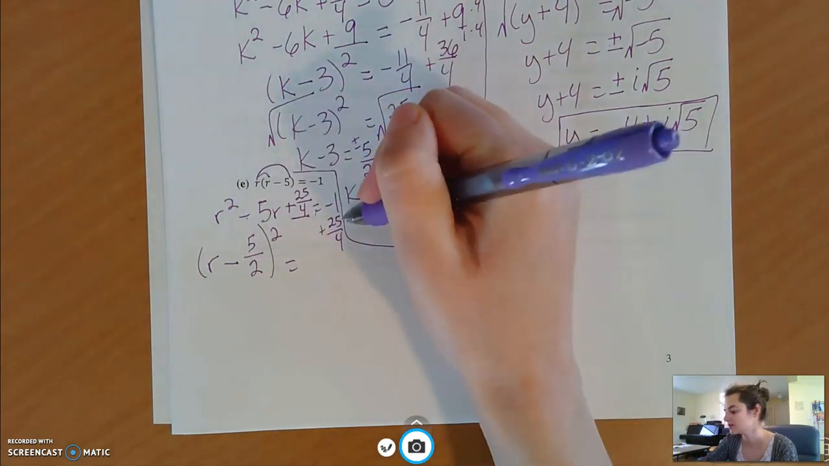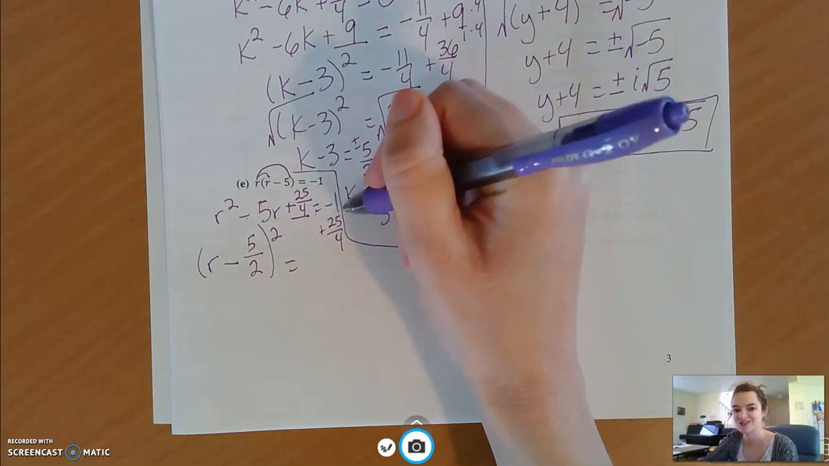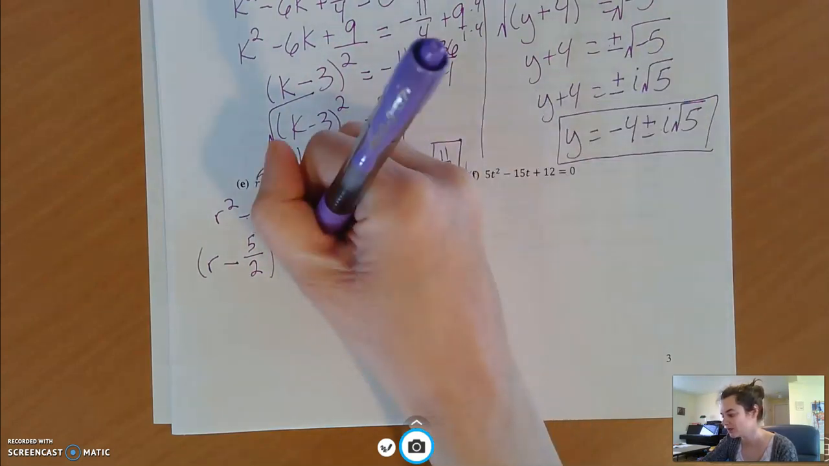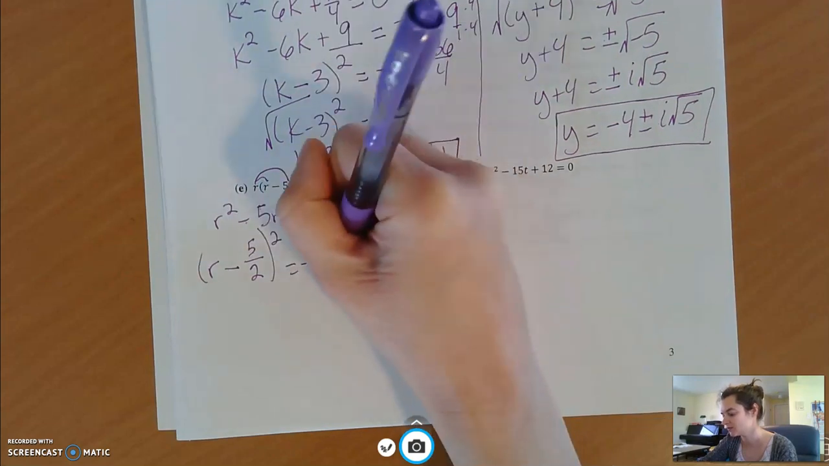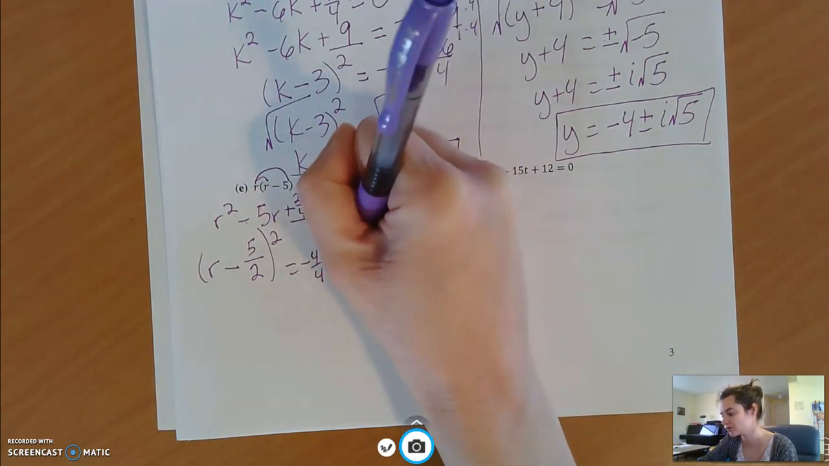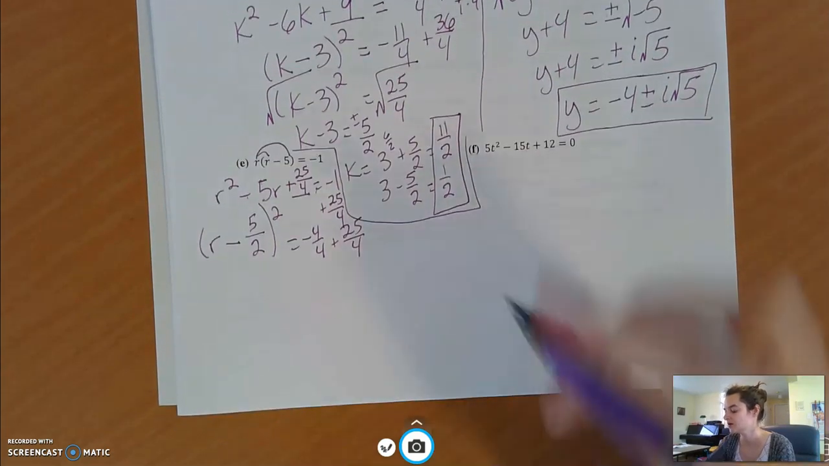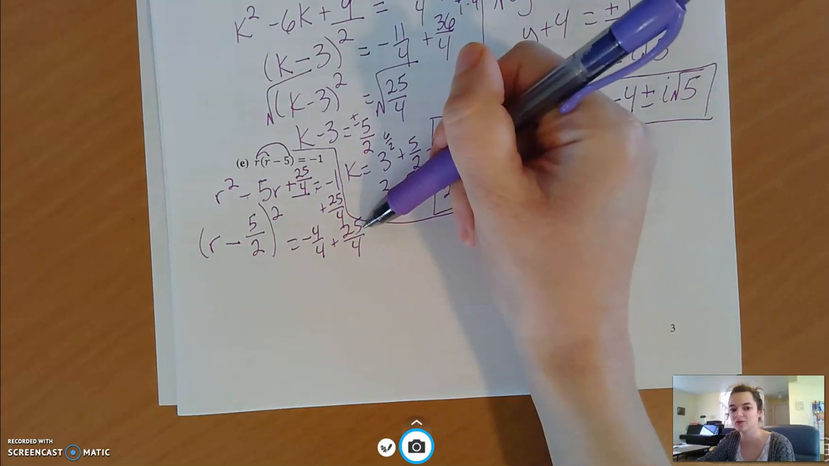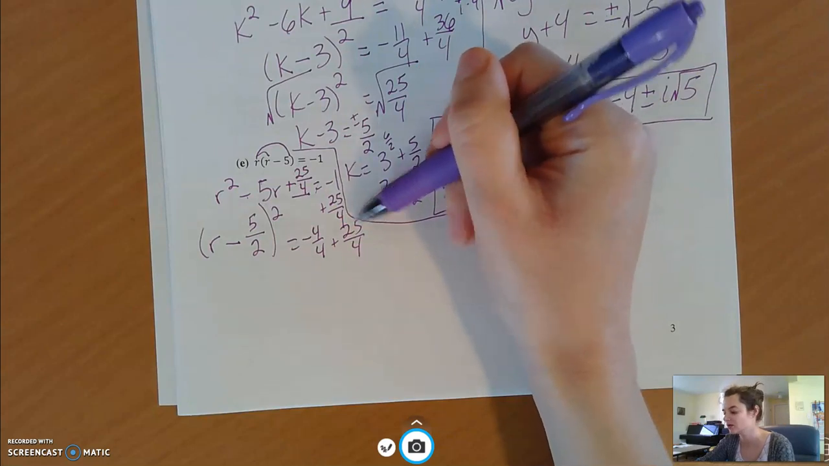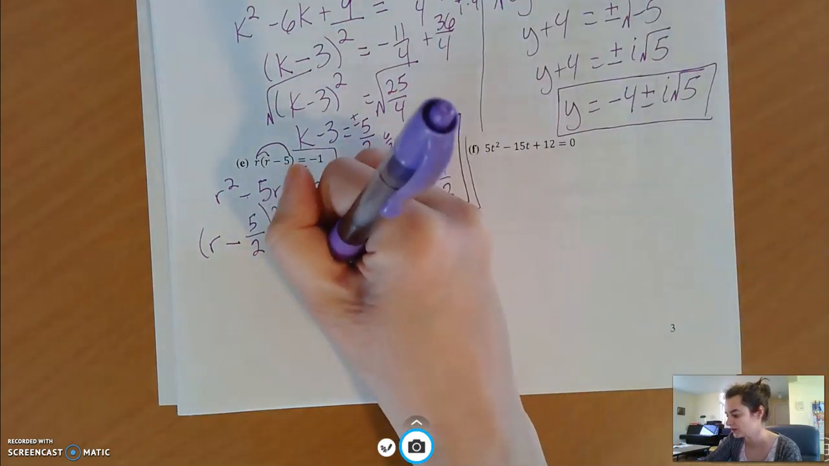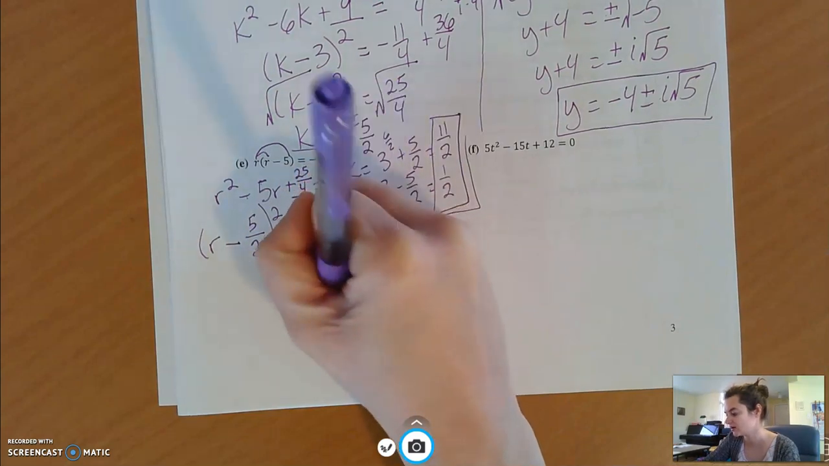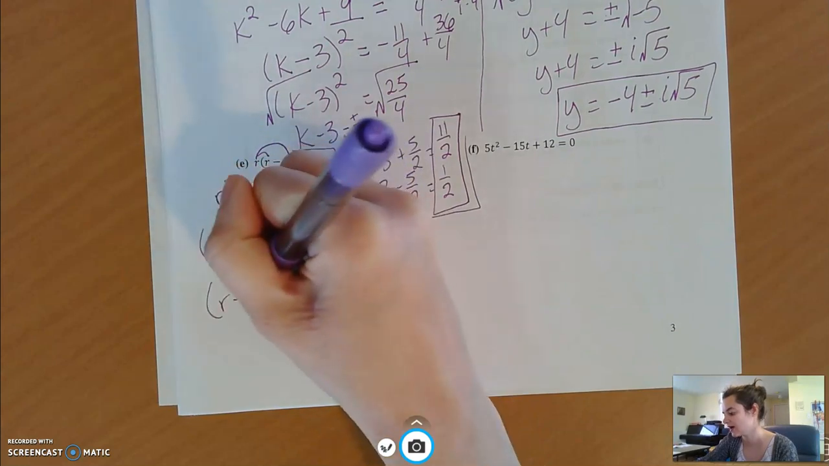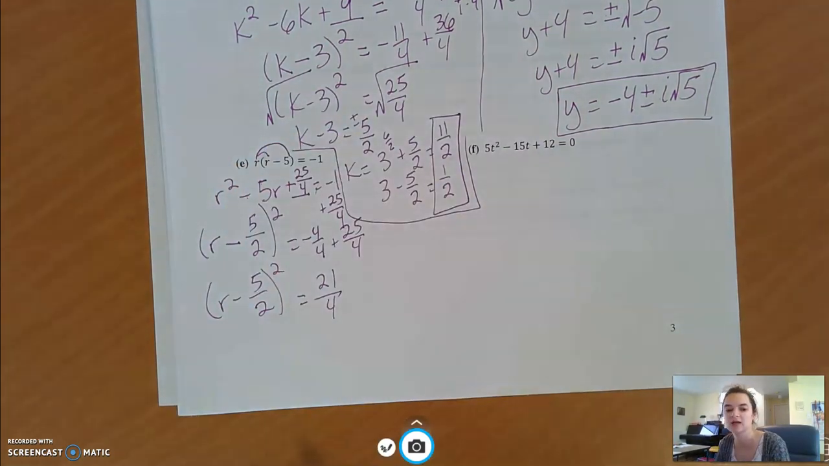On the right side, we've got fractions again, okay? So our LCD yet again is 4. Negative 1 would be negative 4/4, and then we're adding 25/4. Okay? And negative 4/4 plus 25/4, that's the same thing as 25/4 minus 4/4. 25 minus 4 would be 21. So I've got 21/4 on the right side, and r minus 5 halves squared on the left side.